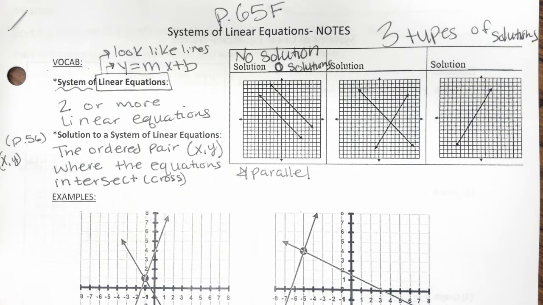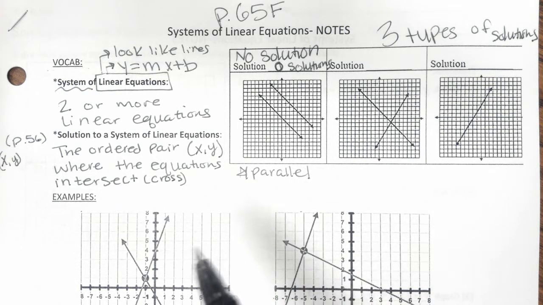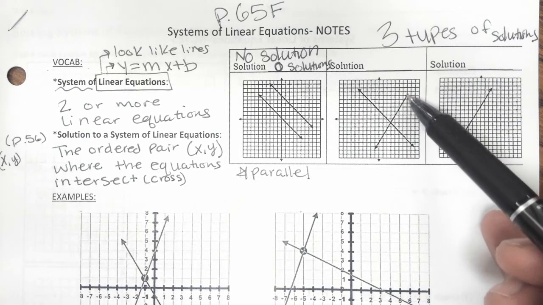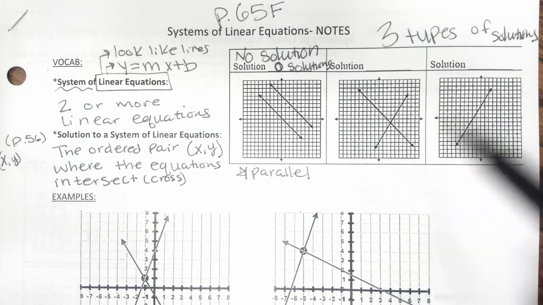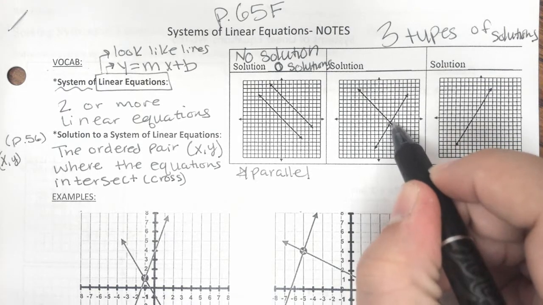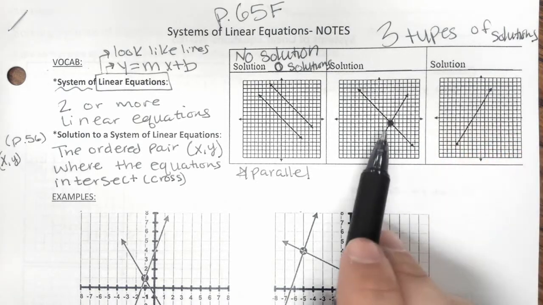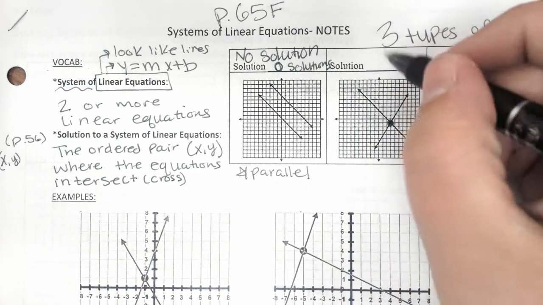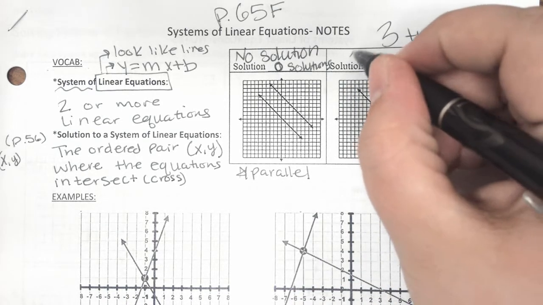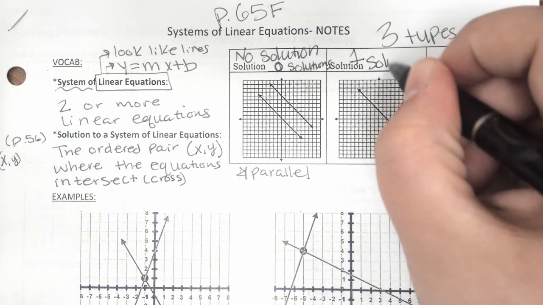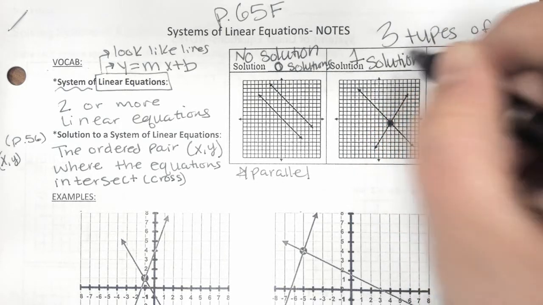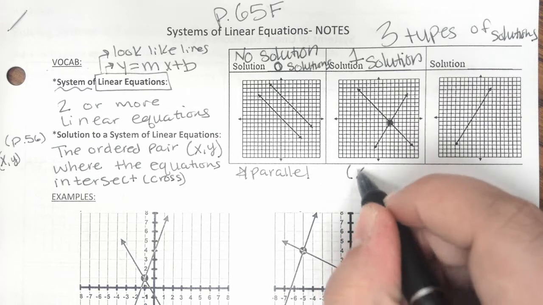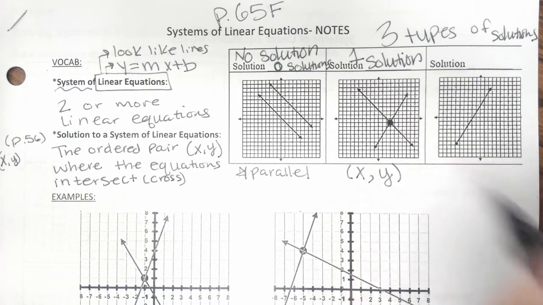The next type of solution is, in 8th grade, the most popular type of solution that you're going to see, when the two lines cross each other at one point. Since they only share that one point, their intersection is just the one ordered pair. This is one solution. When you have one solution, you are expected to write the ordered pair (x, y).